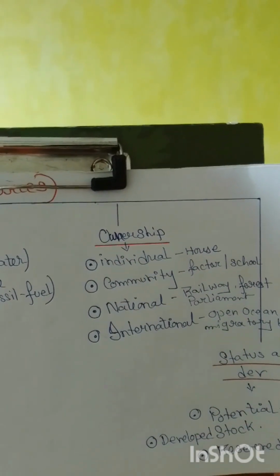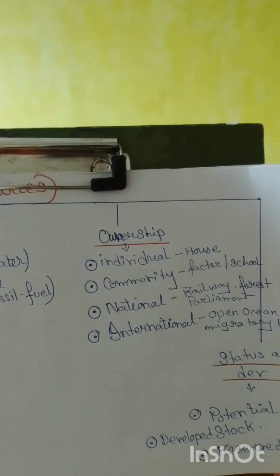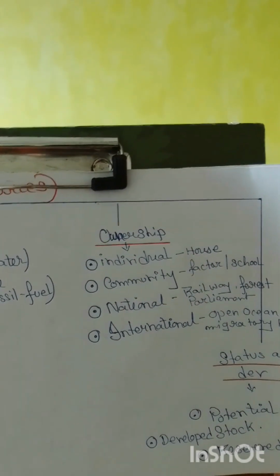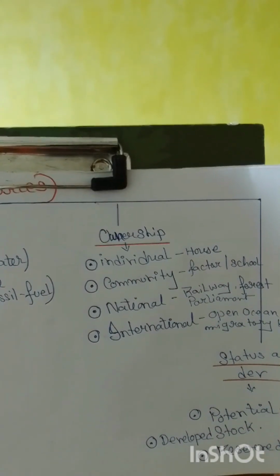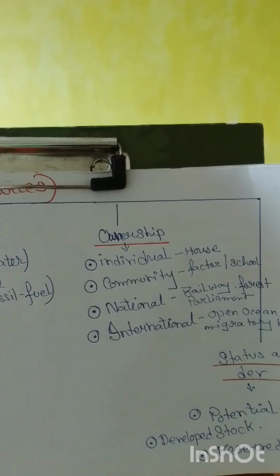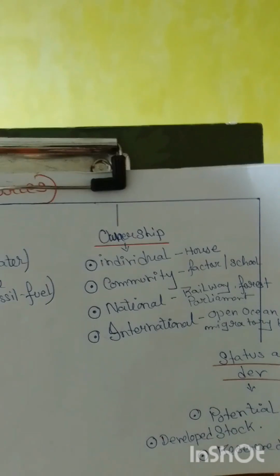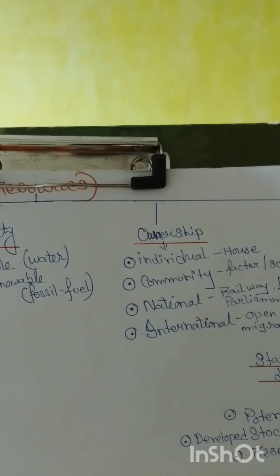Reserved means the stock is already invented or developed, but we have not used it fully, so it is reserved. And the potential resource is under experiments, it is not in use fully, but it has the potentiality. So these are the three types of resources on the basis of the states of development.